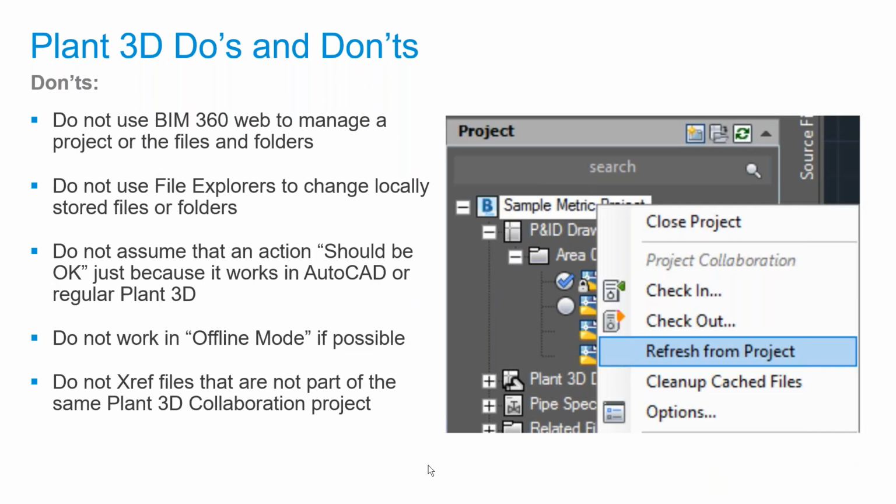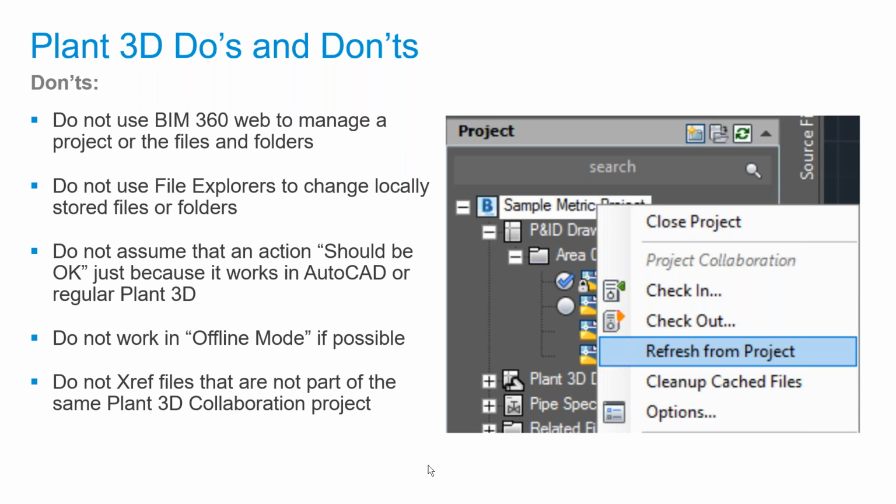And then on the don'ts, don't try to use the BIM 360 website to manage project files or folders, because the project doesn't really know about those changes. So if I go in and take a drawing, even though it's the same file name, and I override it and say it's a new version within the Docs website, the project is still looking for the old one, and things can get out of sync. So be careful with that.